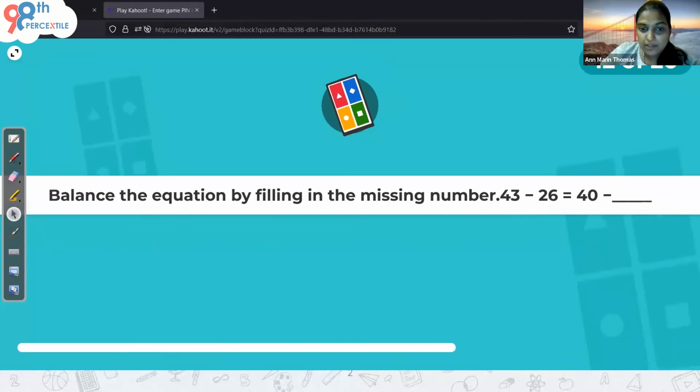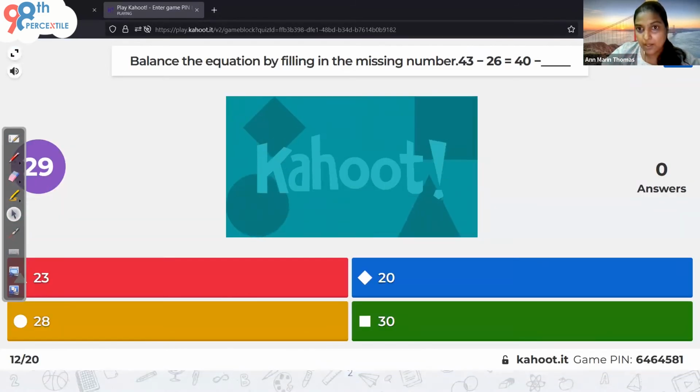Balance the equation by filling in the missing number. Be very careful with the operation you have here. It is 43 minus 26 equals 40 minus which number? It's one answer and we have 15 seconds to get that. Can we be quick doing this?